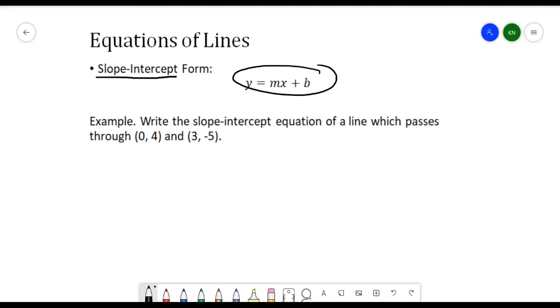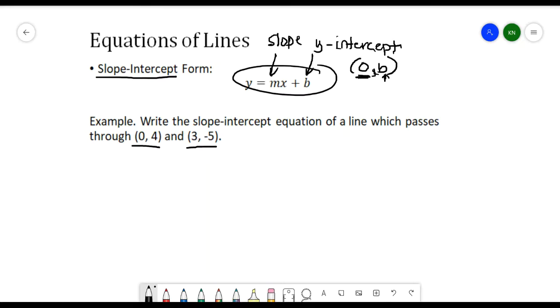For example, write the slope-intercept equation of a line which passes through (0, 4) and (3, -5). M here is the slope, and b is the y-intercept. In order for us to determine the y-intercept, it should come in this form: we have 0 as our x, and b is the y-intercept.